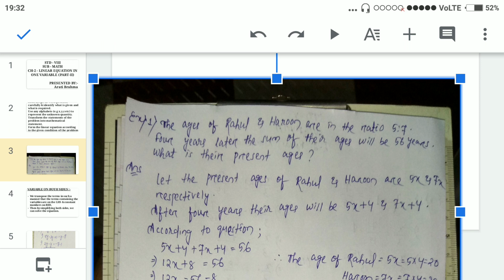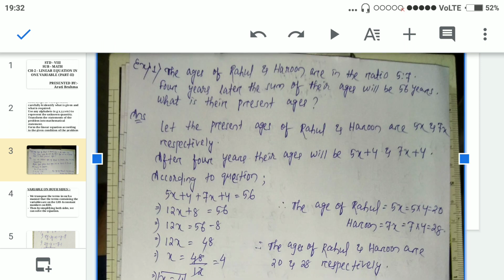After 4 years, that means 4 साल के बाद, so you have to add plus 4 here. Both the ages we can add plus 4, that is 5x plus 4 and 7x plus 4. According to the question, the summation of both the ages is 56 years, no? So 5x plus 4 plus 7x plus 4 is 56, and 5x plus 7x is 12x, and 4 plus 4 is 8.